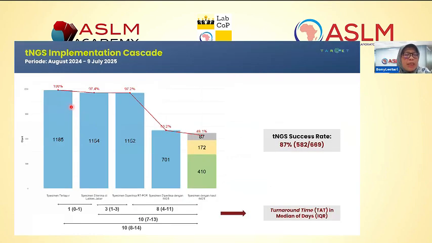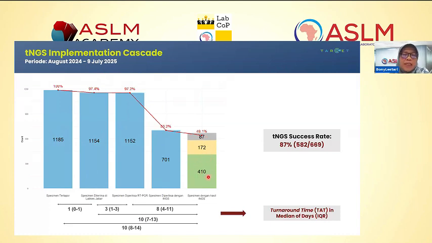So this is the implementation cascade. We started in early August last year. And up to now, we have reported around 1,100 samples, but maybe around 1,154 actually arrived at our lab. And then we lost some, maybe, but 97% managed to be screened using Xpert. And then around 60% can be tested with tNGS. And this is 701.